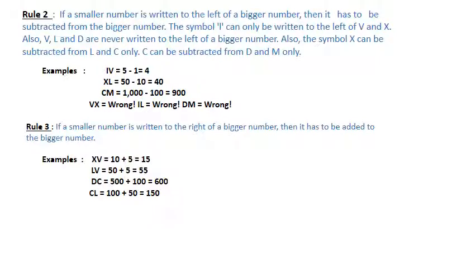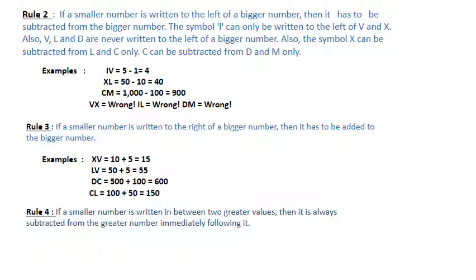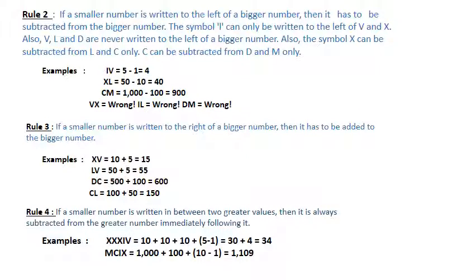Now let's see rule number 4. Here, if a smaller number is written in between two greater values, look here, a smaller number is written between two greater values, then it is always subtracted from the greater number immediately following it. Let us see an example. Now look here. Here is written X, X, X. Now this is the greater value. Here it is I, which is the smaller, and V, the value of V is 5.